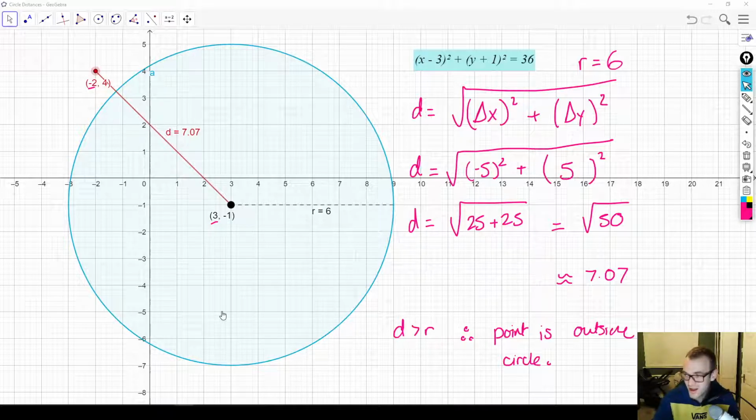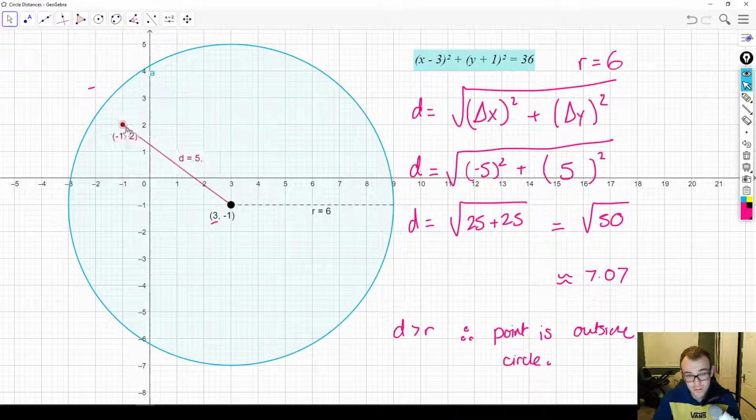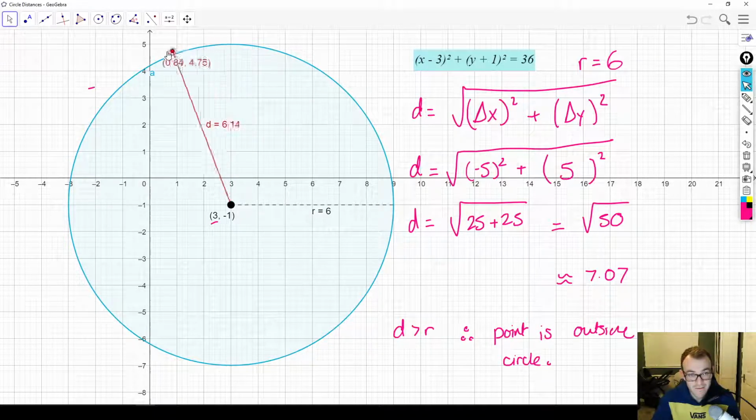Cool. So in summary, we're using the distance formula. We're comparing that answer to the radius. And if it's less, it's inside the circle. You can see it changing right now, actually. It's on the circumference. They're equal. And if the point is outside, it's greater than the radius.